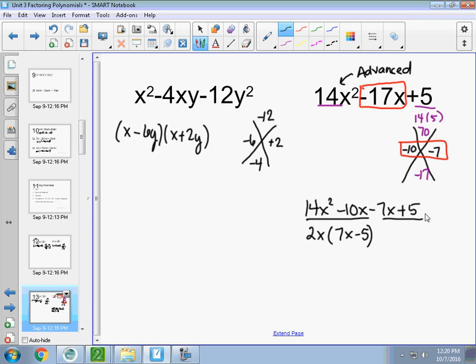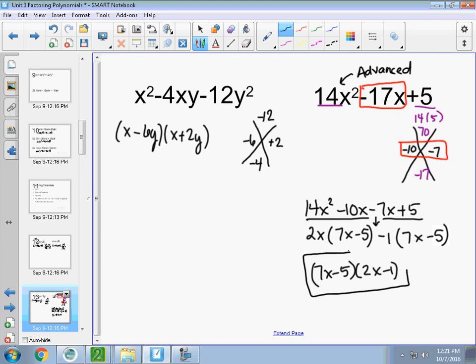Negative 7x plus 5, the only number that they share in common is a 1, but because this is a negative, I'm going to divide out a negative 1. And that's going to leave me with positive 7x minus 5. So the common part comes to the front, 7x minus 5, and what's left over goes to the back, 2x minus 1. And there's my factored form.